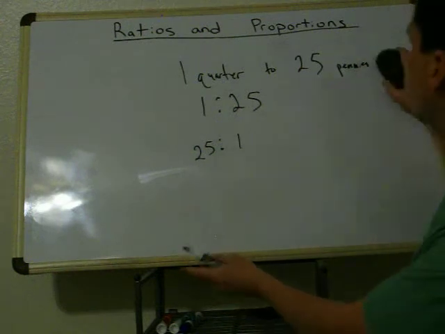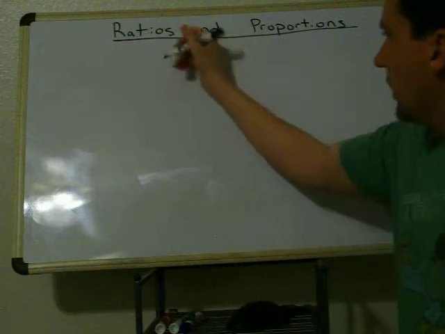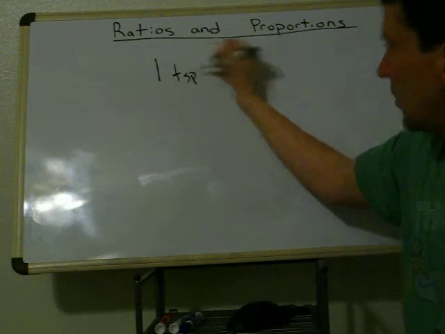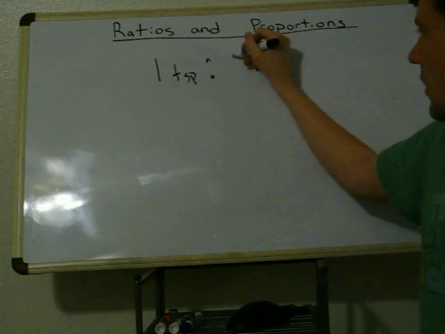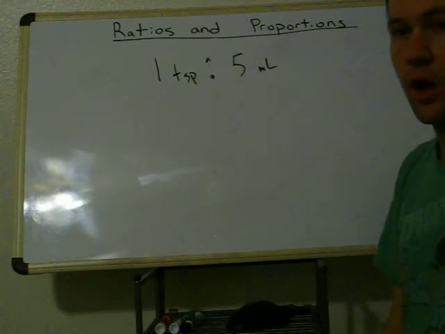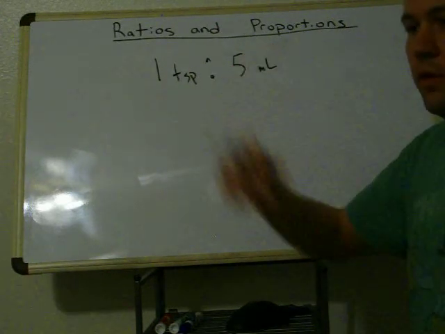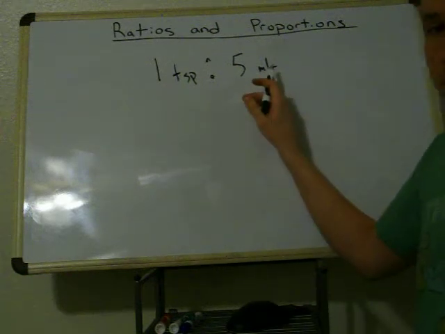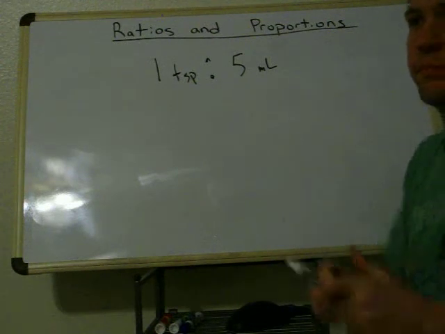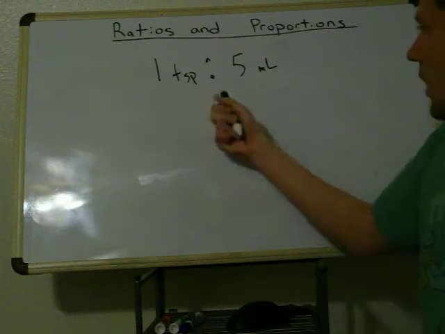So let's just do another example. Another real life example. So let's say for every 1 teaspoon we have 5 milliliters. This is one that you actually see a lot, and you have to use this a lot. Again, if we have a liquid, 5 milliliters is the same as 1 teaspoon. So if we have multiple teaspoons, we can figure out how many milliliters we have.